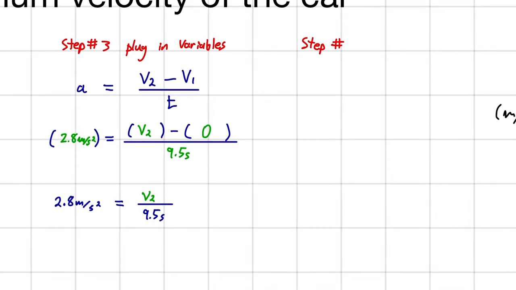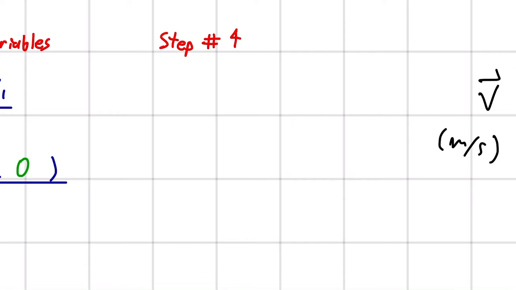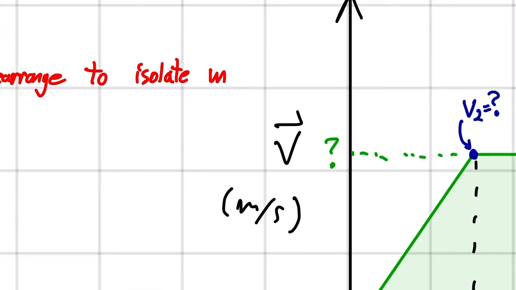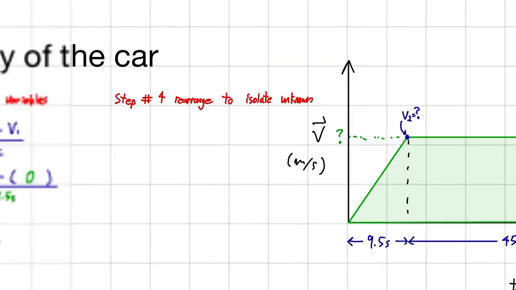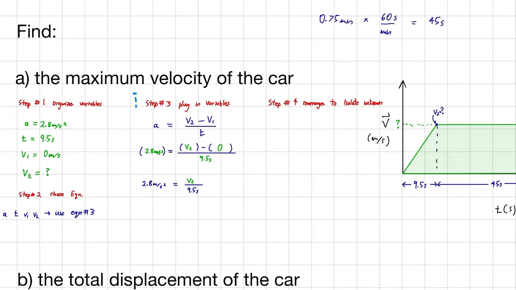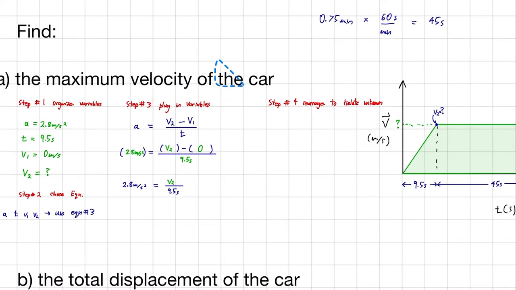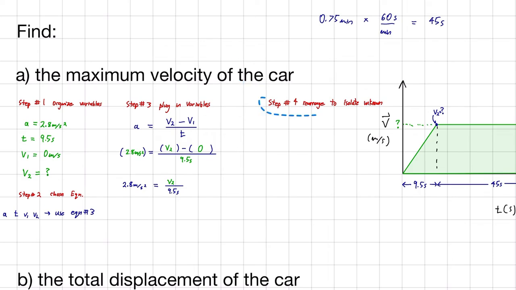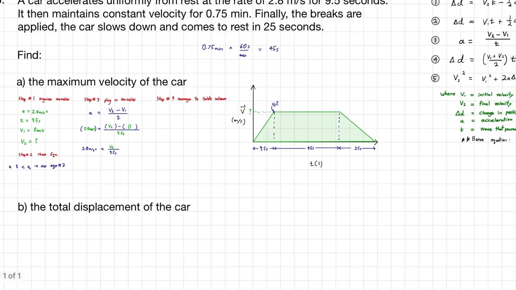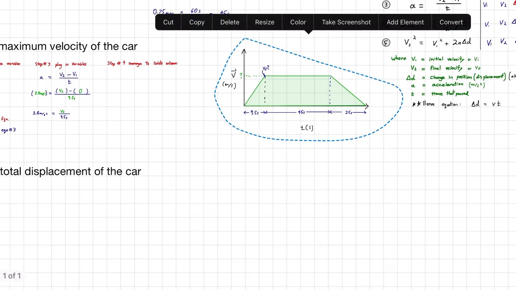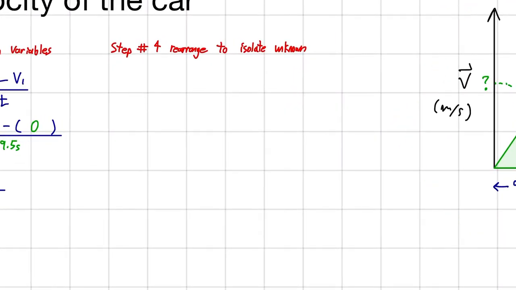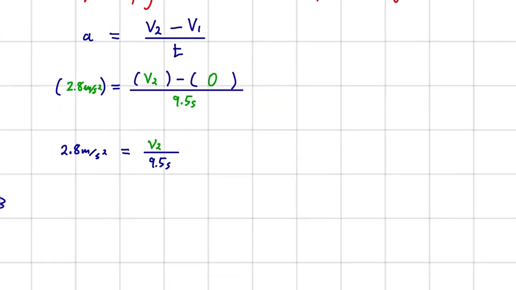where we need to rearrange this equation to isolate for v2. Step 4 is rearrange to isolate the unknown. And I will just move things around a little bit just to make some more space. Let me just move this out of the way as well. Okay, so rearrange to isolate for the unknown.